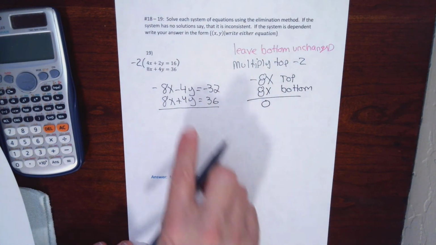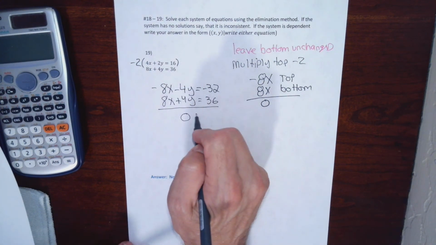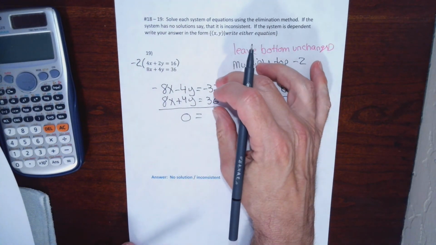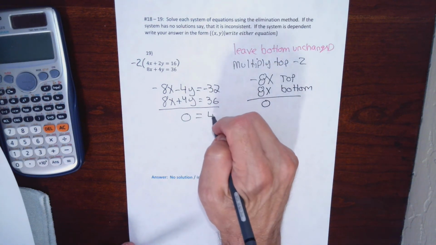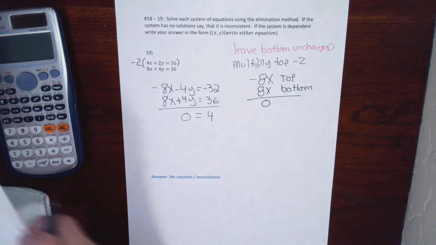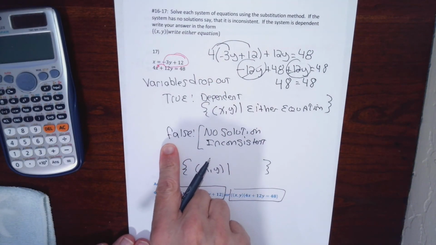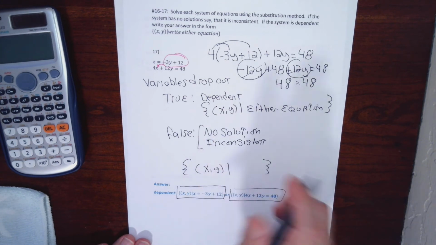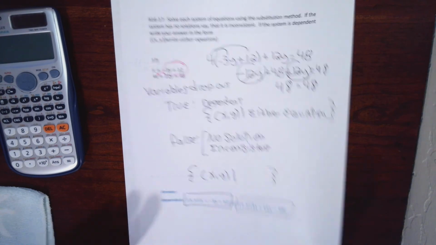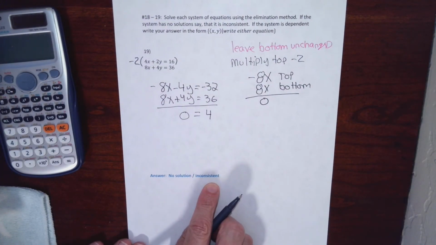Unfortunately, on the left side, the x's cancel, the y's cancel, the whole left side zeroes out. The right side, those numbers are opposites, so I subtract them. 36 minus 32 is positive 4. If the variables drop out and you're left with a false statement, that's the best situation. You either can say there's no solution, or this is an inconsistent system of equations, or you could say both. But either is fine. No solution or inconsistent when this happens.